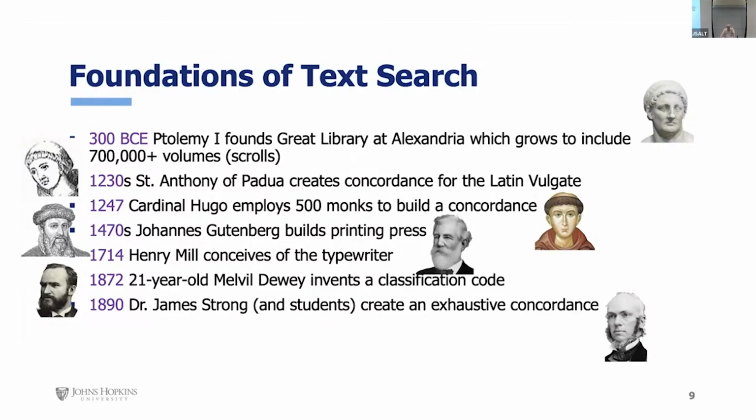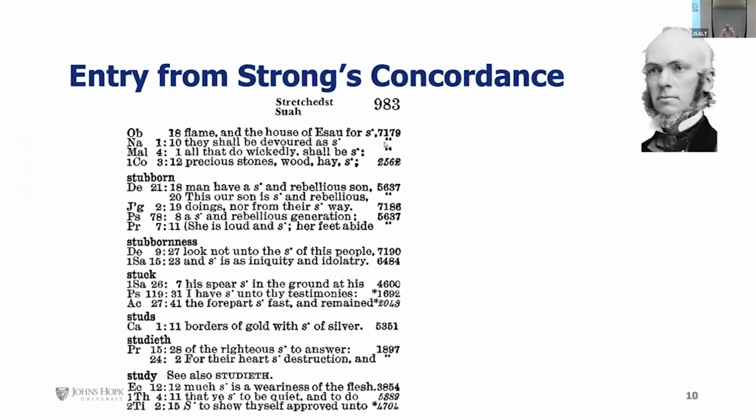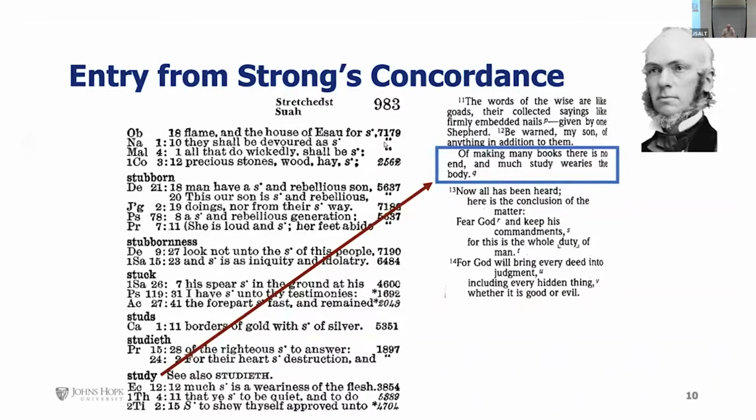In 1890, an exhaustive concordance of the Bible, and I think it was King James, was built. And this is an example from it. So this is part of the Strong Concordance. And you can see that it has a bunch of different words. Here's the entry for study. And if you look at the first line, it says in Ecclesiastes 12:12, there is the use of the word study. And if you actually go and look at it, we see the word study there. Okay, so this was an exhaustive concordance. Every single word was indexed, including the.